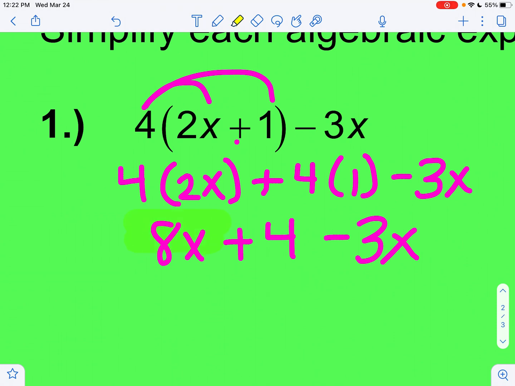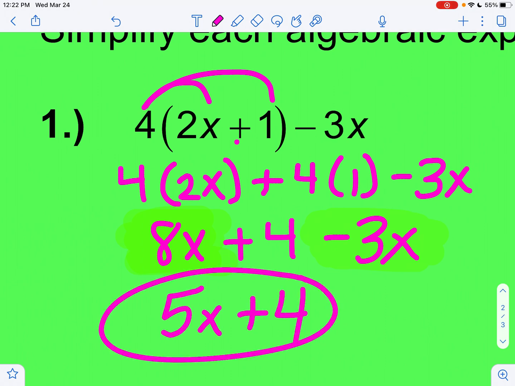Okay, now we need to figure out which ones we can combine. Well, I see x's, so we can combine this 8x minus this 3x. Okay, 8 minus 3 is 5x plus 4. Now the thing that you need to be super careful about is that there is a minus sign in front of that 3x. That means you're subtracting. We're not adding 3 plus 8 to get 11x. We're subtracting 8 minus 3 to give us our 5x. Okay, so be super careful when it's a minus or a plus sign.